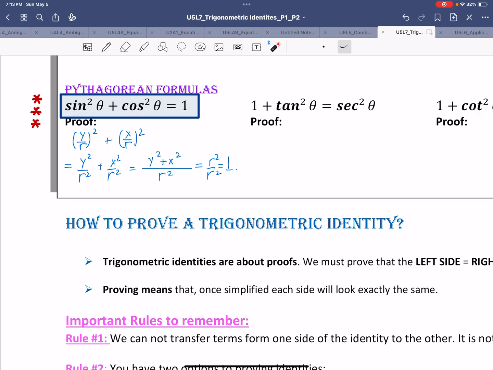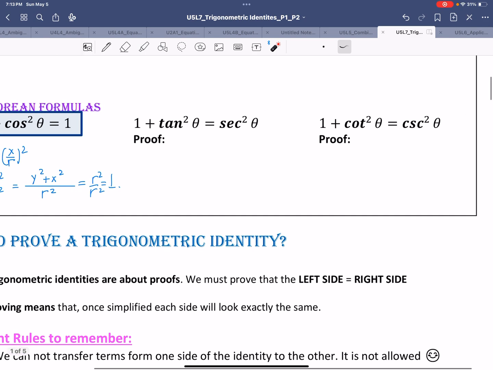Now, besides this main formula for the Pythagorean identity, which is the Pythagorean formula for primary ratios, we can derive one for the reciprocal. So these two are the Pythagorean identities for the reciprocal ratios.